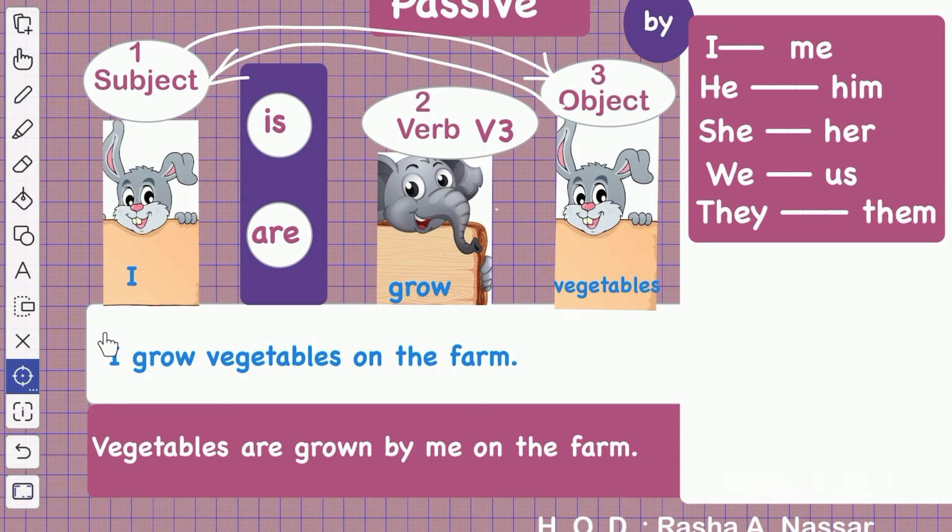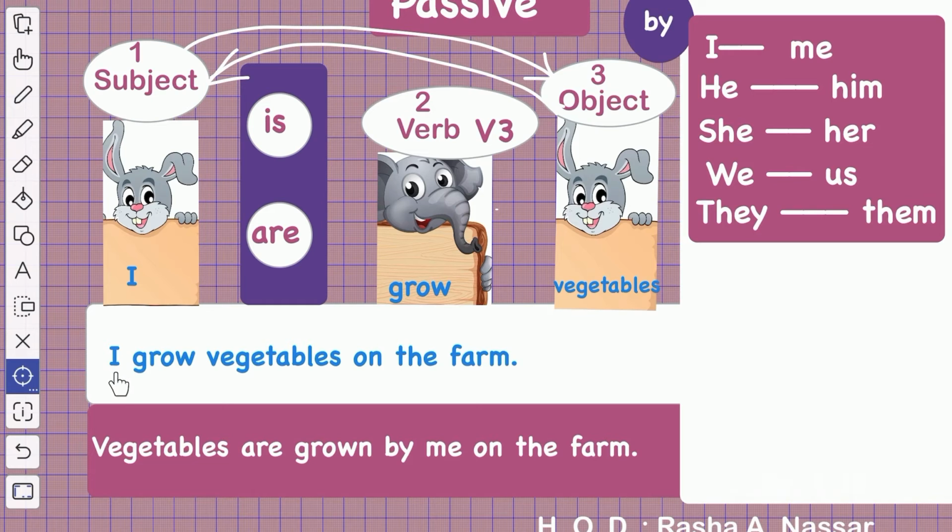The first word, which will become the third word, or in the place of the third word. So here the word is not a name, it is not a thing or any person, it is I, a pronoun. So here this pronoun will be changed into me. I cannot say vegetables are grown by I. I cannot write here I. So I is changed into me.